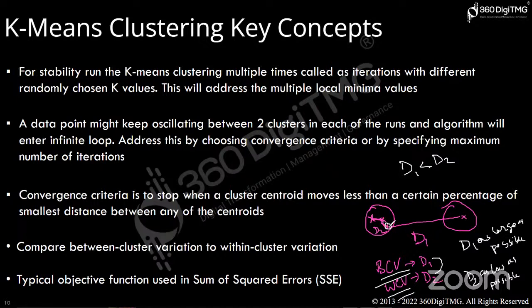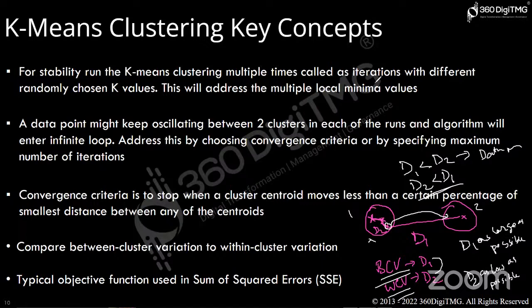Then this data point does not belong to this cluster anymore. It will jump to the other cluster. Suppose this is cluster 1, this is cluster 2. It will jump to cluster 2. So this comparison is needed: if D1 is greater or less than D2, the data point moves to the other cluster. If D2 is smaller than D1, then it is correct. This is what the condition should be.